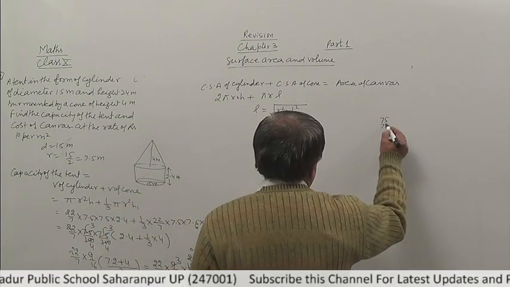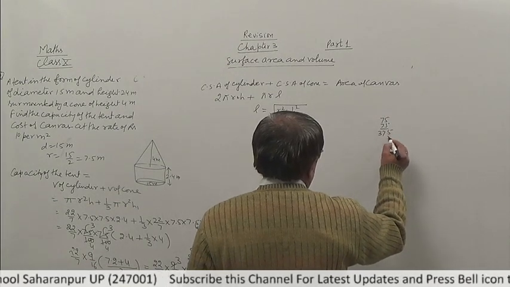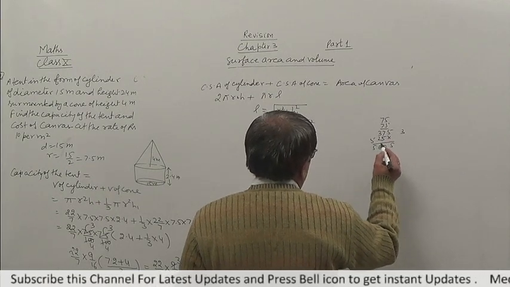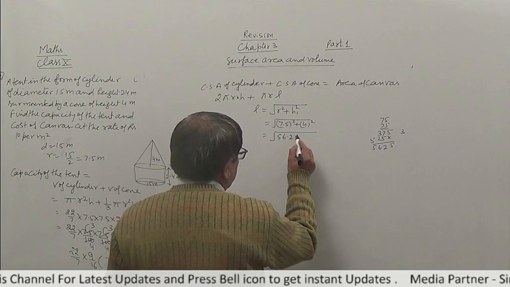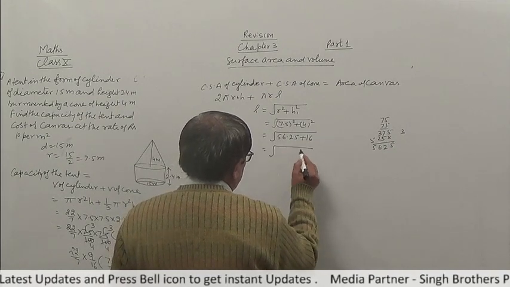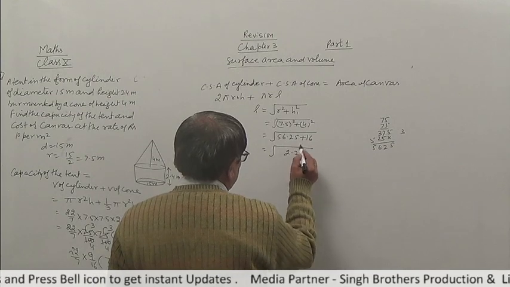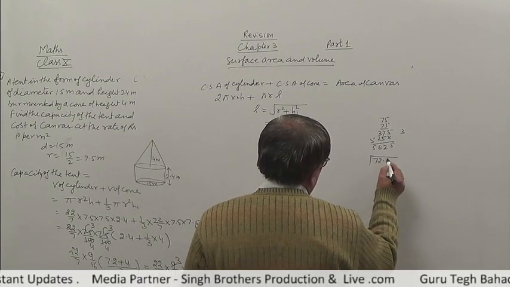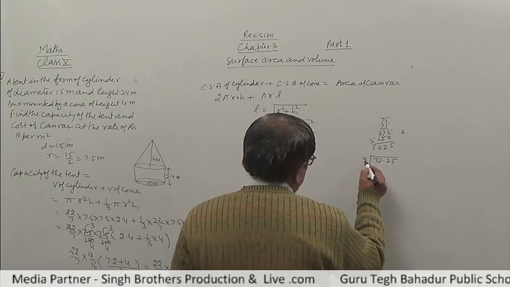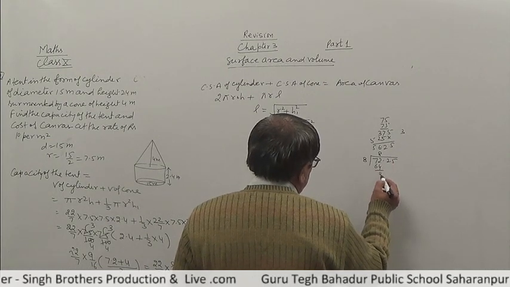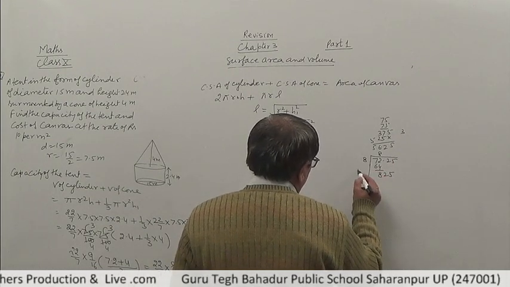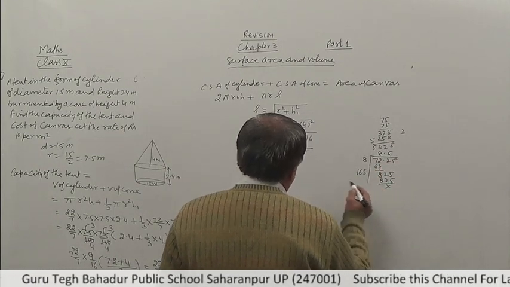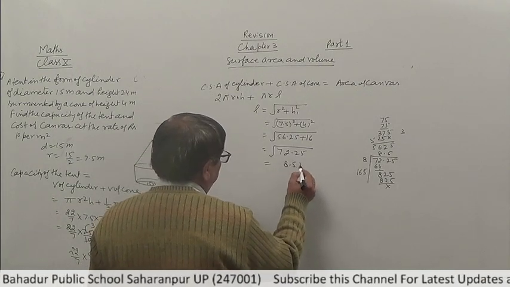7.5 square is 56.25 plus 16 is 72.25. Take the square root of it. 8 8s are 64, 8 2s are 16, 8.5. So that is equal to 8.5 meter.